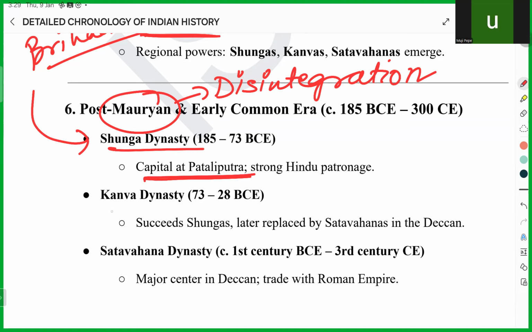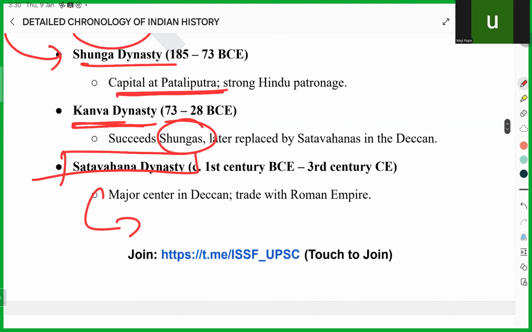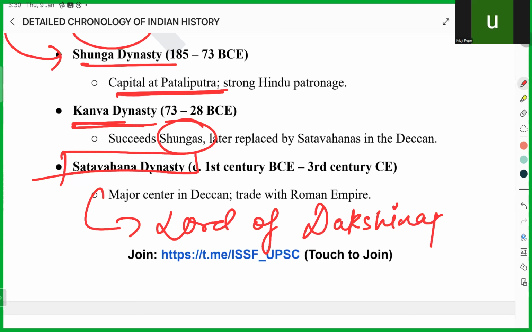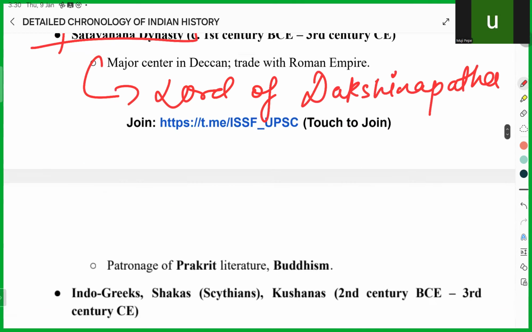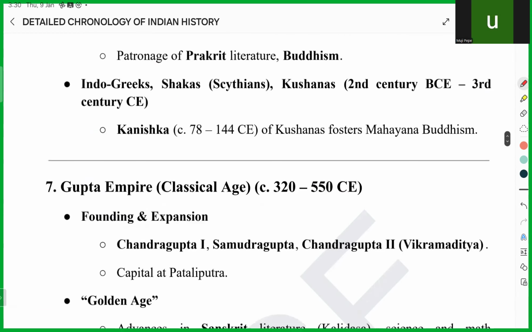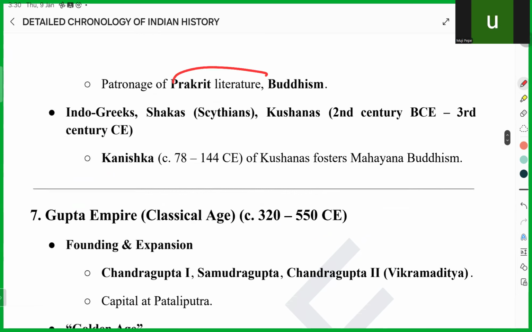Then you have the Kanva dynasty who succeeded the Shungas, and they were replaced by Satavahanas, who called themselves what? They call themselves the Lord of the Dakshinapath. Okay. And they gave patronage to Prakrit literature.